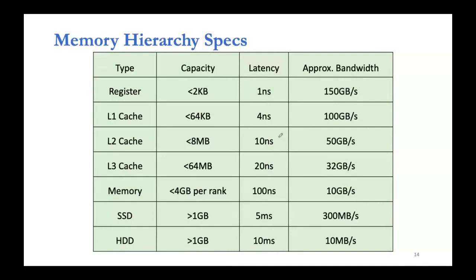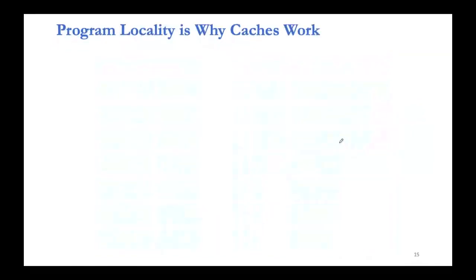Along with this latency, what is the approximate bandwidth? For registers, it is 150 gigabytes per second. For L1 cache, it is 100. For L2 cache, it is 50. For L3 cache, it is 32 GB. For main memory, it is 10 GB. So as the memory size increases, the bandwidth decreases for transferring the selected data from main memory to the CPU or from the CPU to the main memory. So this is the memory hierarchy and its latencies.